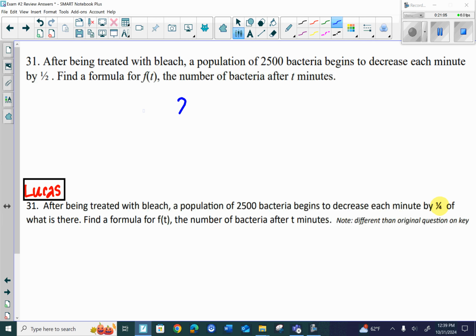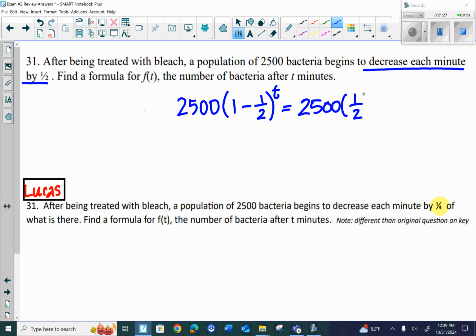So the initial value of bacteria was 2,500. And we're decreasing each minute by 1/2, which means we would take what was there and decrease it by half. Okay, so the final answer is 2,500 times 1/2 to the t, which you'd get even if you thought incorrectly about the problem.